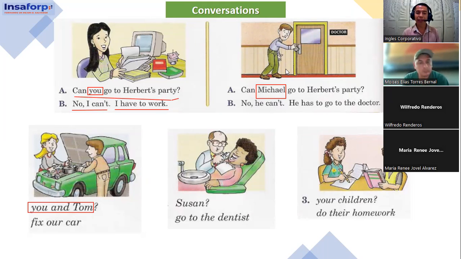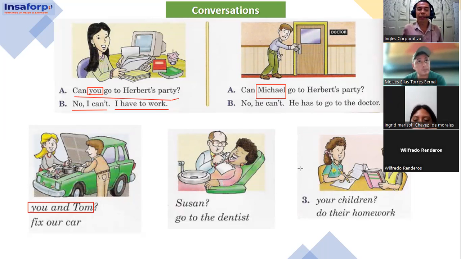No problem, okay, good. Now let's continue. So in this case, entonces me va a ayudar María René en Ingrid. Ya se conectó Ingrid. Okay, Ingrid. So María René, you make the question, right? And Ingrid makes the answer, right? Okay, go ahead, please. Can Susan go to her birthday party?